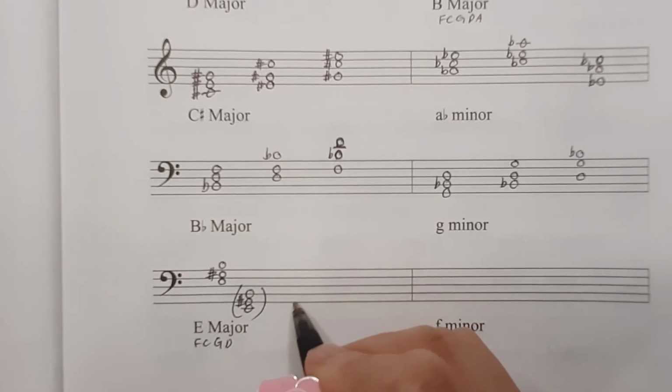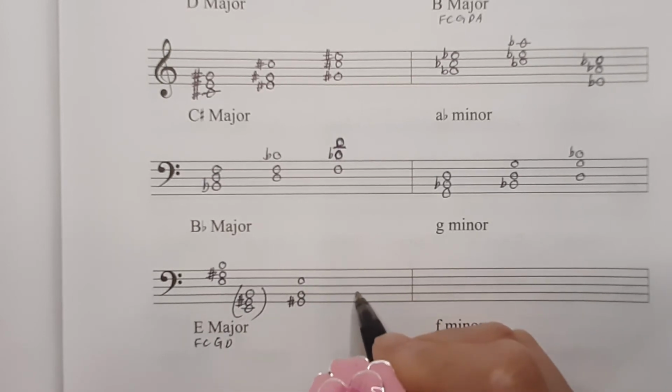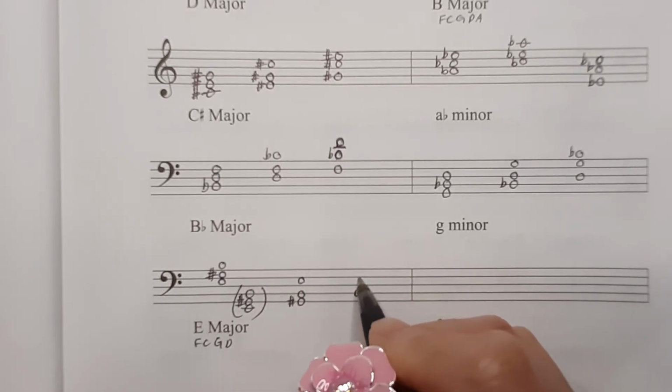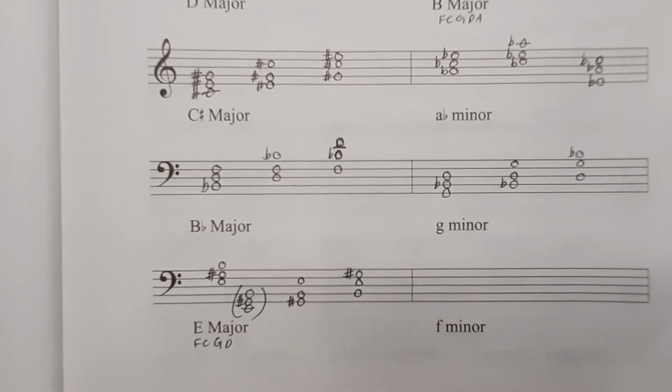And let's do the first inversion now. Then there's a G sharp, there's a B, and E is on the top. Okay. And second inversion, B and E, and G sharp is on the top. You get it, right? Good.